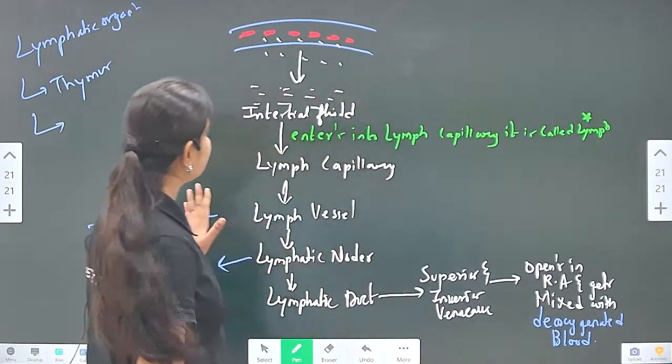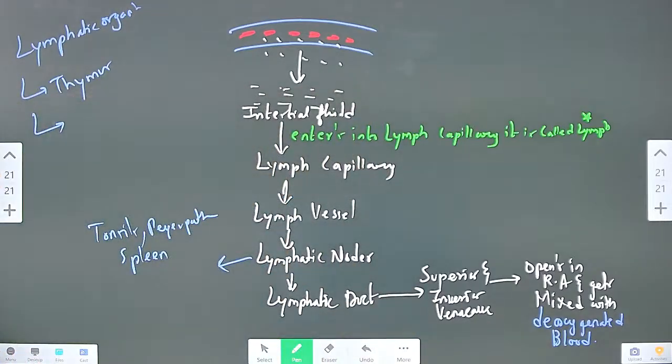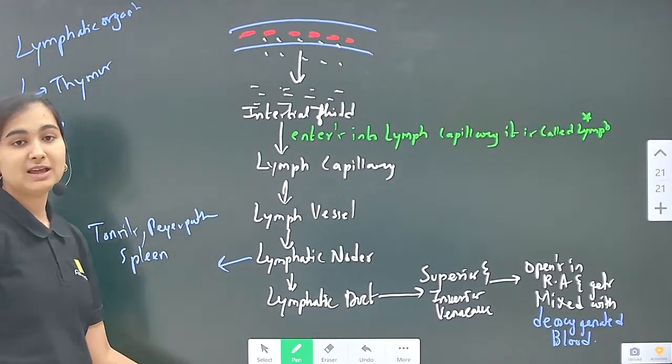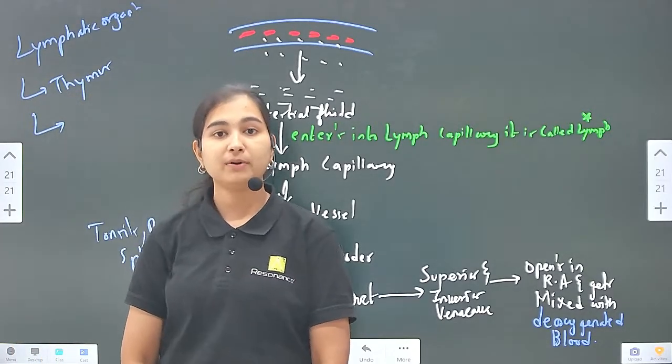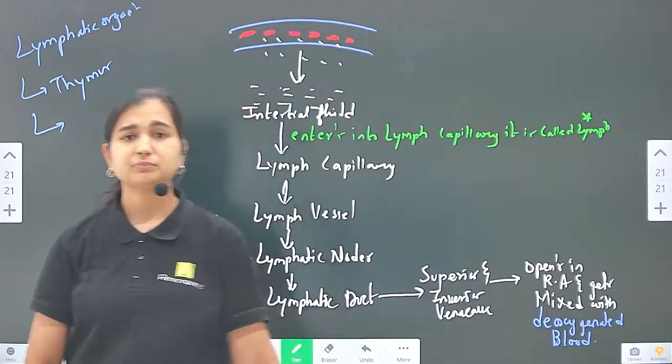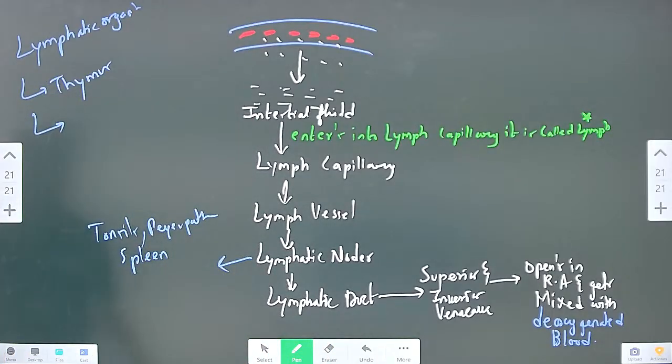So I think this is clear, right? What is interstitial fluid? It flows through the lymph capillaries, through the lymph vessels, lymphatic nodes and the lymphatic duct. Got my point? I hope this topic is clear for all of you.